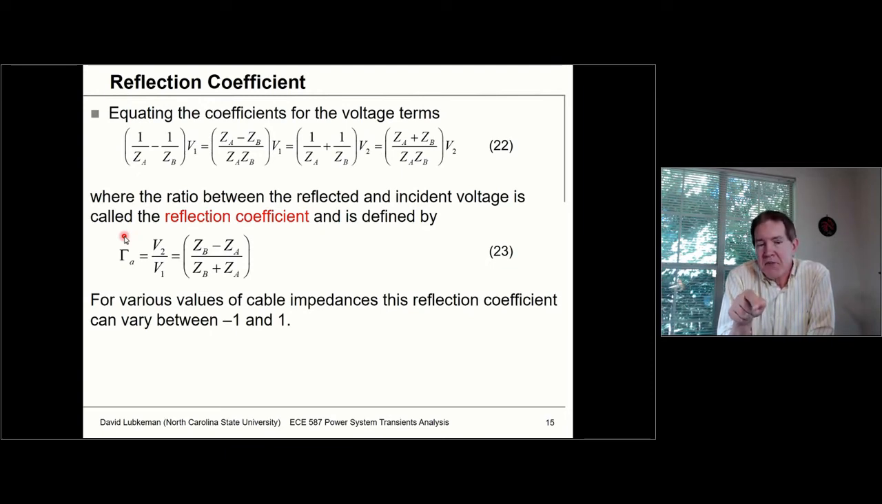In the limit, if ZB is really large and ZA is small, this reflection coefficient is going to be 1. However, if ZB is small and ZA is large, this reflection coefficient is going to be minus 1. And so this reflection term can vary between 1 and minus 1.